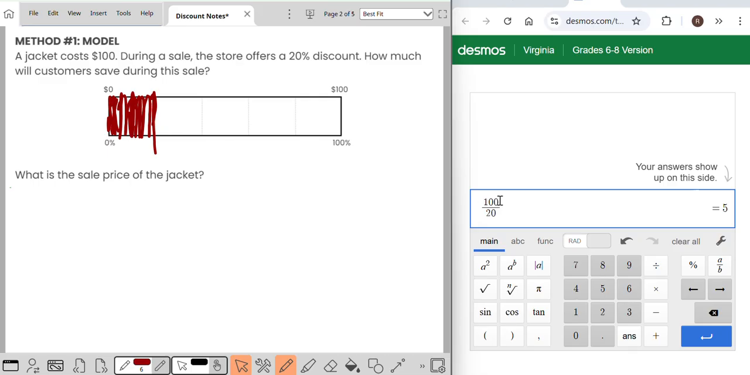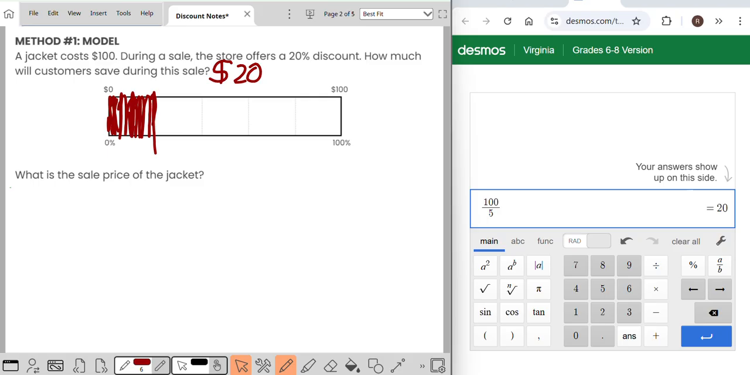Well, the way you figure that out is this. You say, okay, I've got $100. That's how much it costs. And I have 5 sections in my model. So that means each section is worth $20. So that means that your sale amount, how much you're going to save, is 1 block or $20.